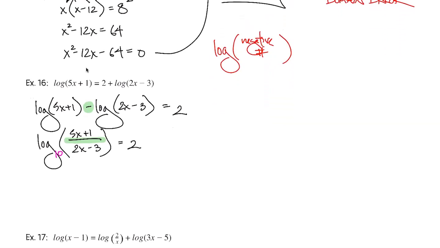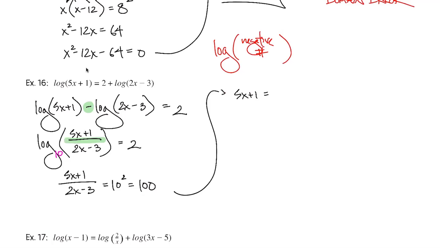So if I rewrite this in exponential form, I'm going to get 5x plus 1 over 2x minus 3 equals 10 squared. Or we could say that's 100, right? And maybe a good way to go about solving this would be to multiply that 2x minus 3 on both sides, right? Get rid of fractions when we can. Right, and I'll give you a moment to just kind of finish solving for x there.